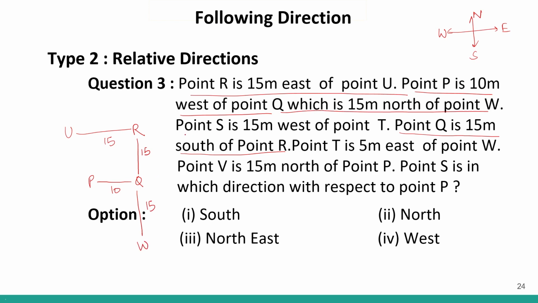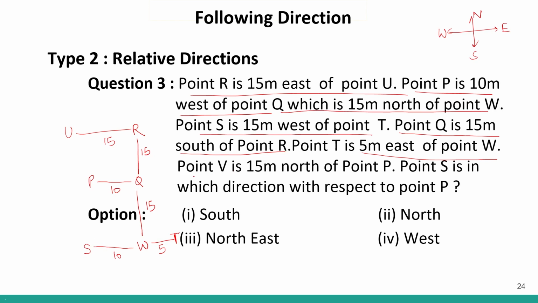Right? Point S is 15 meter west of point T. We cannot use this information right now. Now, point T is 5 meter east of point W. So it is 5 meter. Here we have T east of W. Now, point S is 15 meter west of point T. If it is 15 meter west of point T, that means it will fall in the same line as P. Correct?